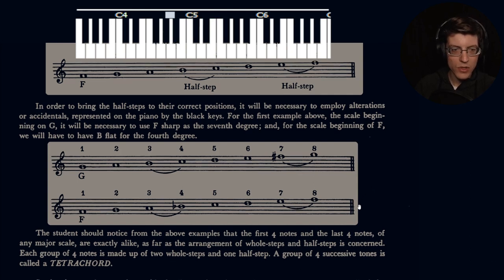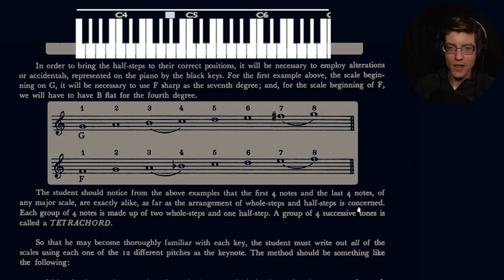The student should notice from the above examples that the first 4 notes and the last 4 notes of any major scale are exactly alike, as far as the arrangement of whole steps and half steps is concerned. Each group of 4 notes is made up of 2 whole steps and 1 half step. So that's 2 whole steps and then a half step, making 4, and a group of 4 successive tones is called a tetrachord.